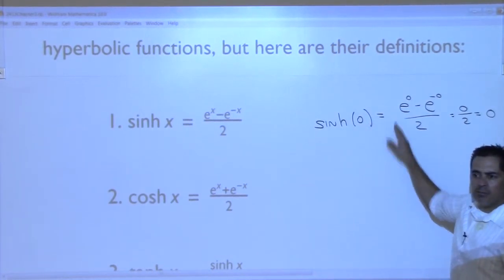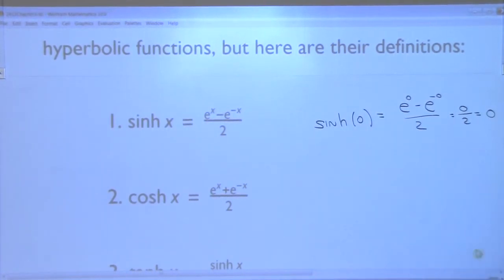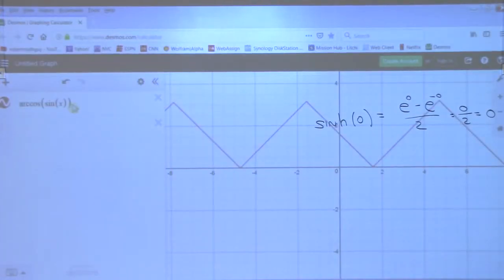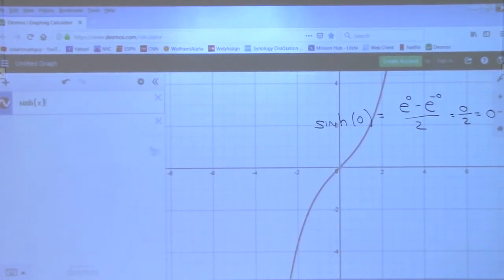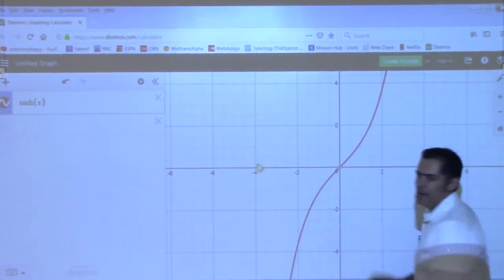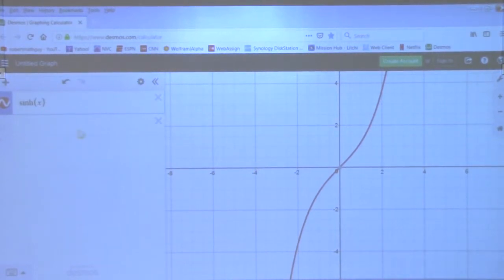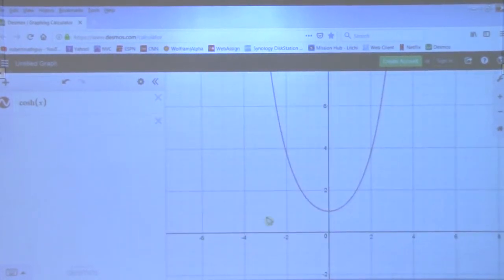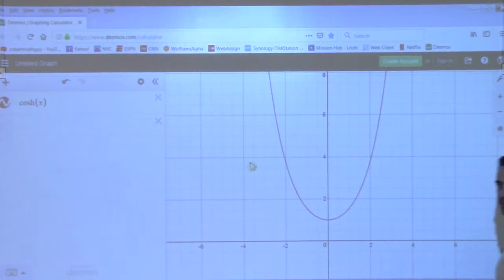And you could just do this for any number. Plug numbers in here. Would y'all like to see the graph of the hyperbolic sine function? Sine hyperbolic x. There it is. That's what sine hyperbolic x looks like. And then you have cosine hyperbolic, which looks like this. Now this one is actually a very, very interesting function. And I'll explain why it's interesting.